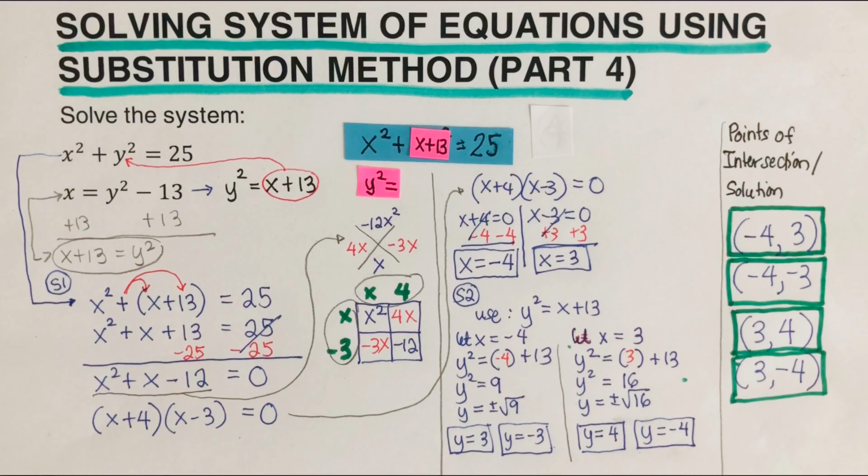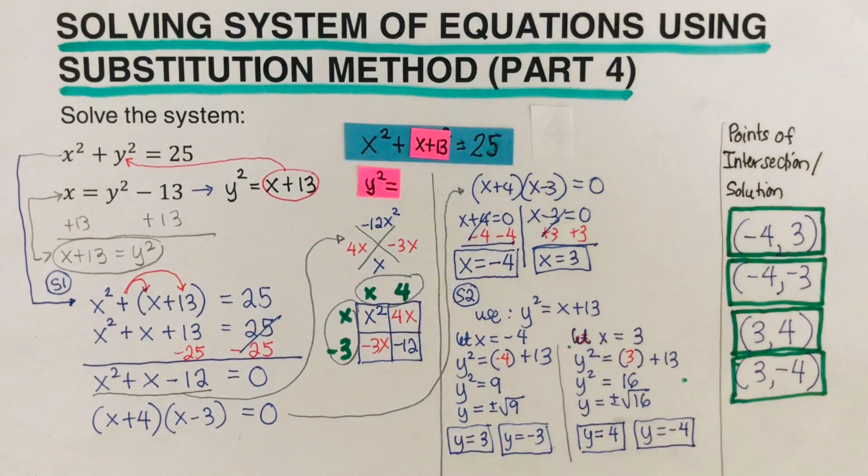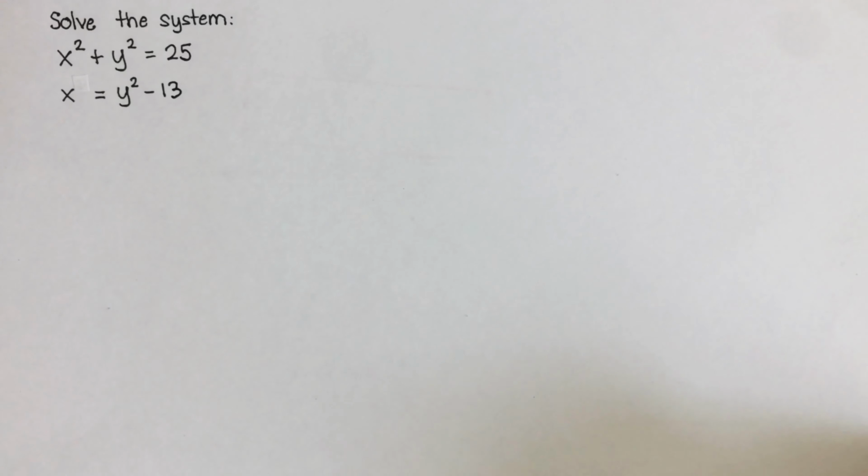On the side, you will see the graph of the two equations, and it can be seen that these two graphs actually intersect at (-4, 3), (-4, -3), (3, 4), and (3, -4). Now, let's have another way of solving this. I'm going to show you the other way, which is pretty much the same thing. The answers would still be the same, but it's just another option for you to have.